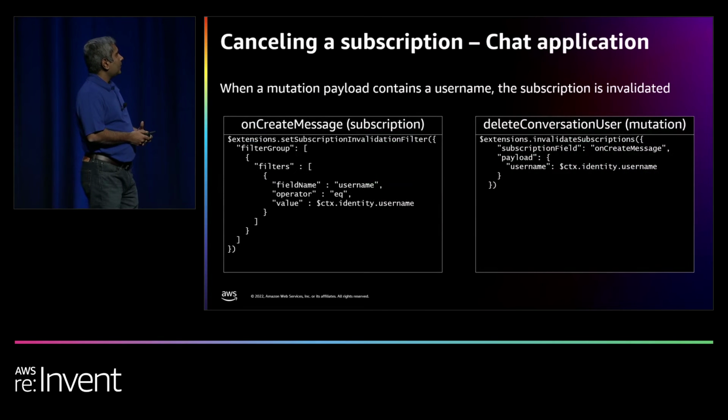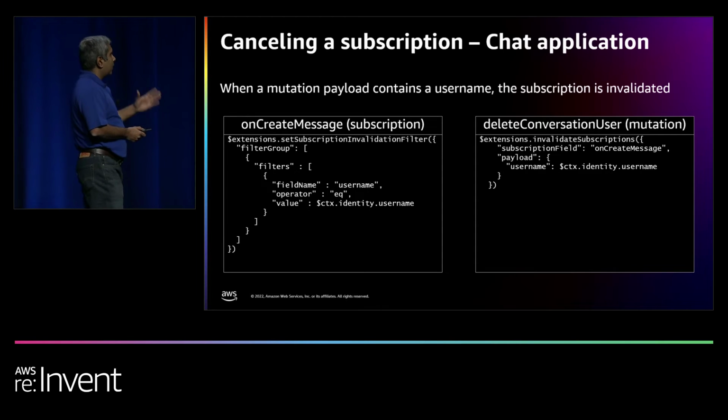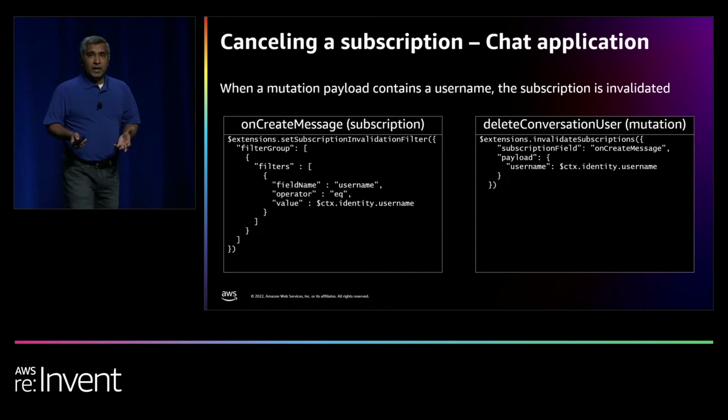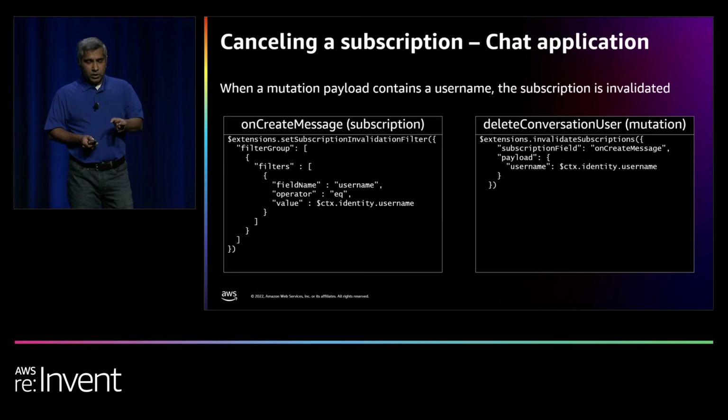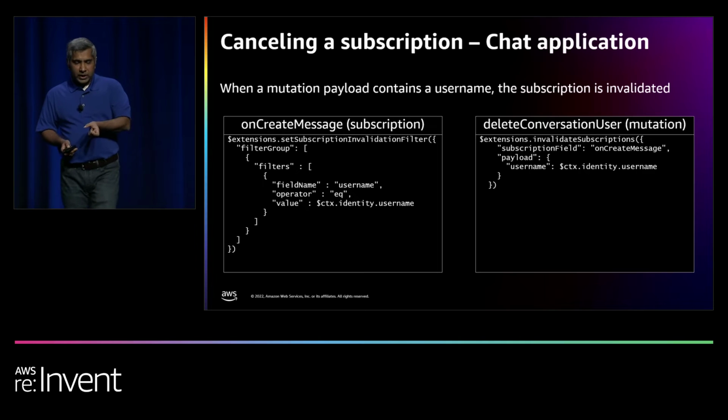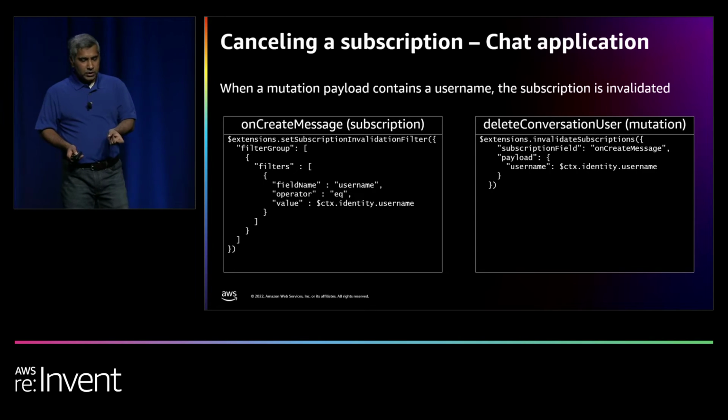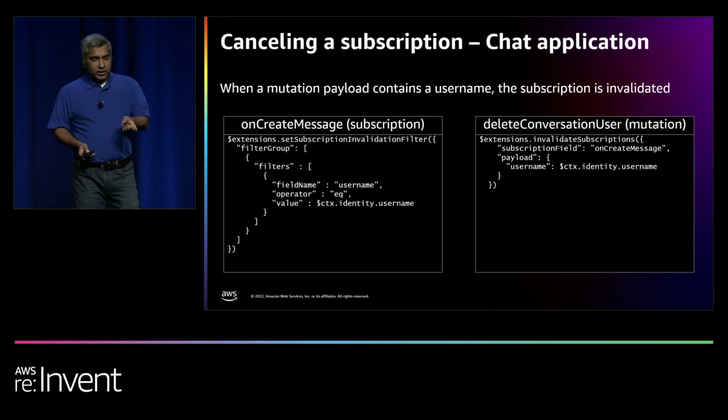Okay. This is a chat application example where, on the left side, you see the invalidation filter, where the filter name is username equal to a valid logged-in user, and you are issuing a mutation which is a delete conversation user, and the payload matches the username, the exact filter. So once you issue this mutation, the WebSocket connection is disconnected.